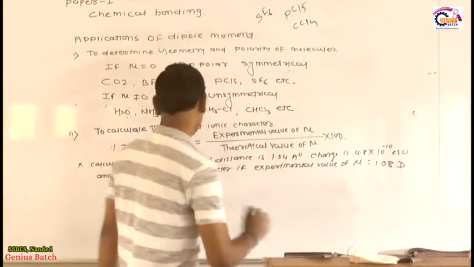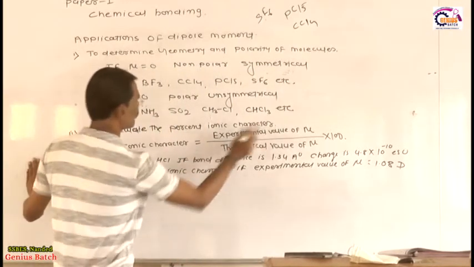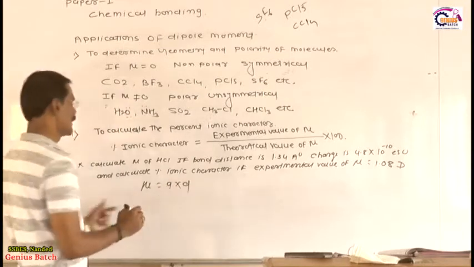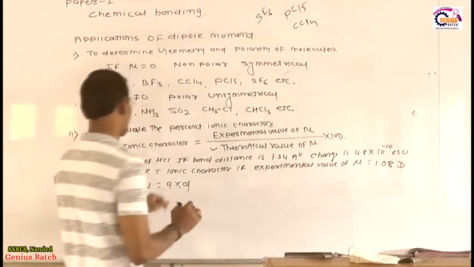Now dear students, you first calculate the theoretical value of mu. How do we calculate it? Mu is equal to Q into D. This is the formula. By using that we calculate the theoretical value.